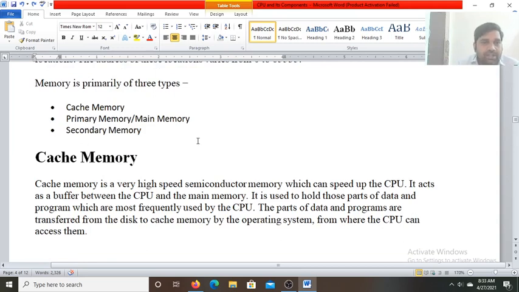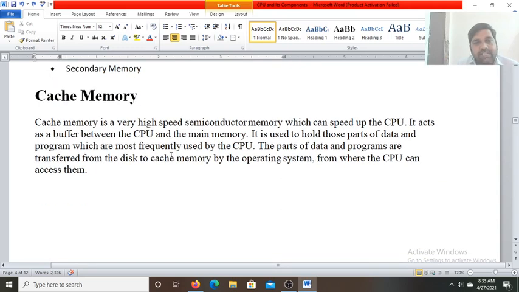Memories are of three types: cache memory, primary memory or main memory, and secondary memory. Cache memory is the very high speed memory.